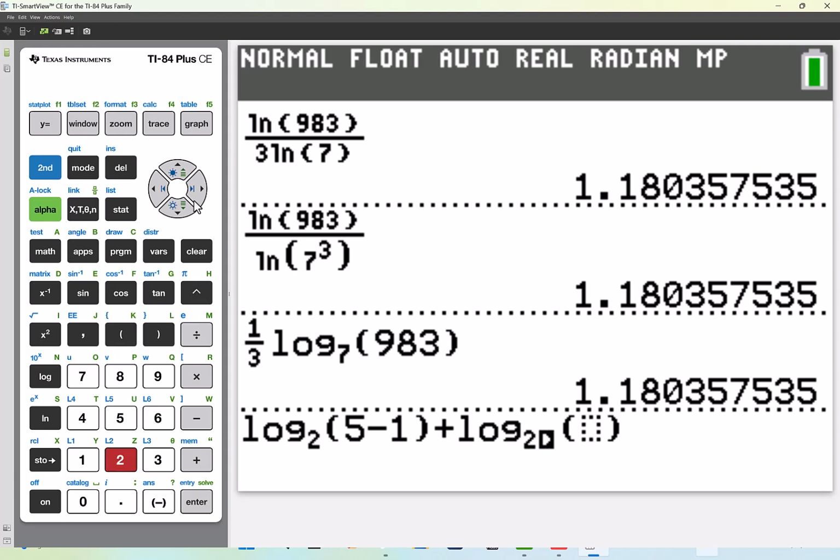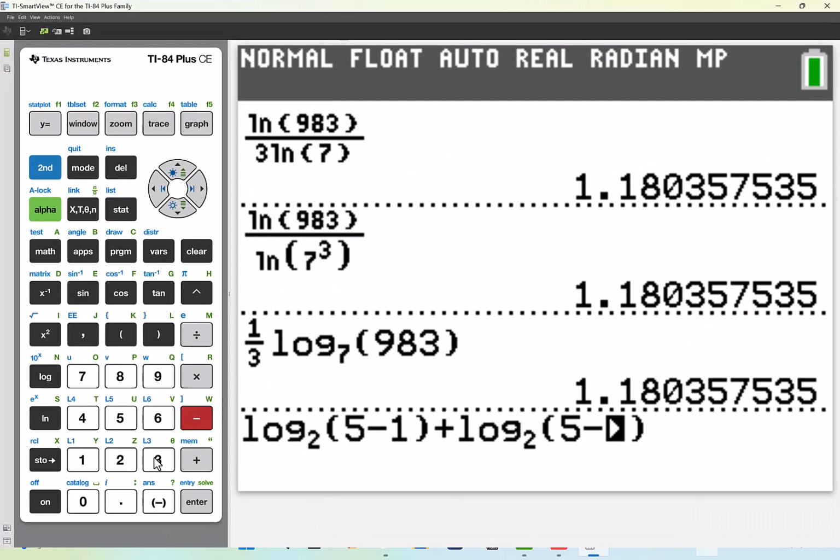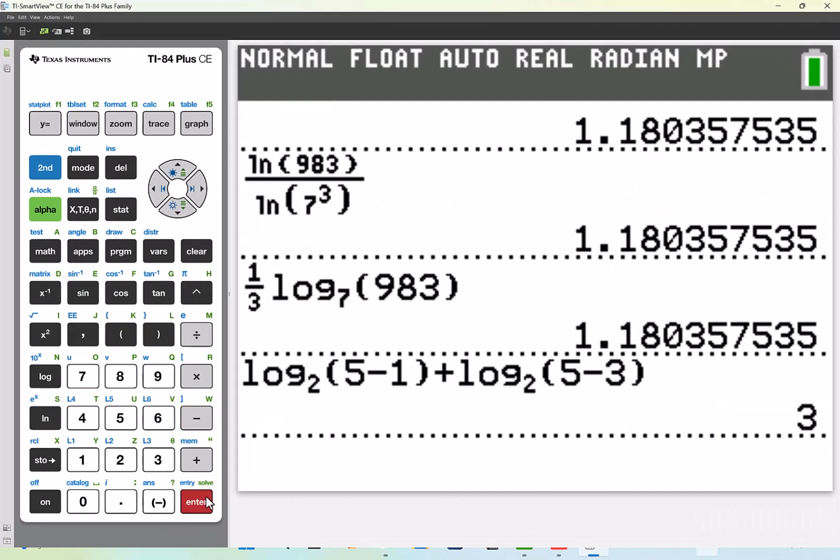And then what was the next one? 5 minus what? Come on, guys, help me out. 5 minus 3. 5 minus 3. Enter. Bam. Look, it worked. If you were to try the negative 1, well, now that I have it, there should be faster.